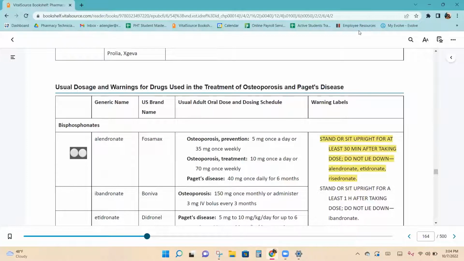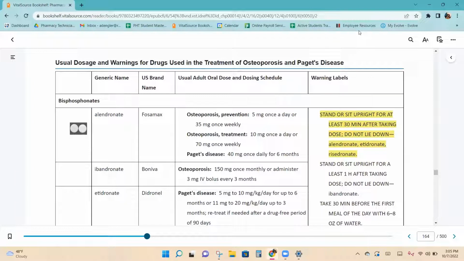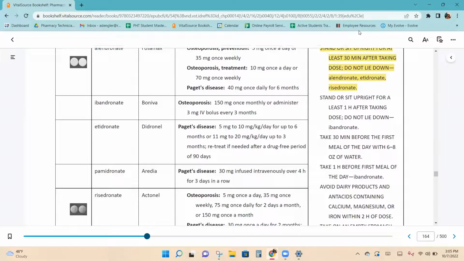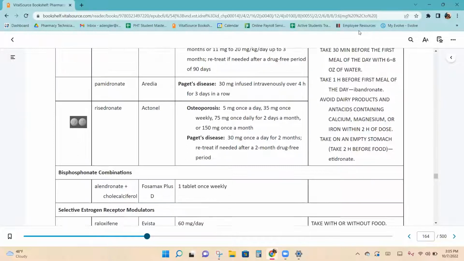So we have usual dosages and warnings used in the treatment of osteoporosis and Paget's disease. We already talked about this, but we're going to stand or sit upright for at least 30 minutes after taking. That's for alendronate, etidronate, and risedronate. Stand or sit upright for 1 hour for ibandronate. Take 1 hour before the first meal of the day with ibandronate. And etidronate should be taken on an empty stomach, avoiding dairy products and calcium, magnesium, or iron within 2 hours of that dose.